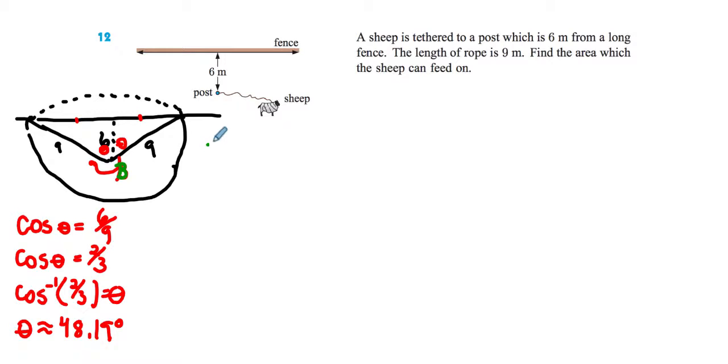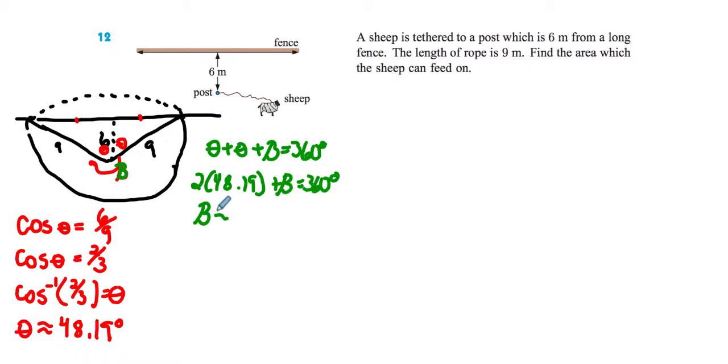Now to find beta, I know if I add 2 thetas plus the beta, that's going to give you 360 degrees. So 2 times 48.19 plus beta equals 360. Solve for beta. Beta is approximately 263.62 degrees.